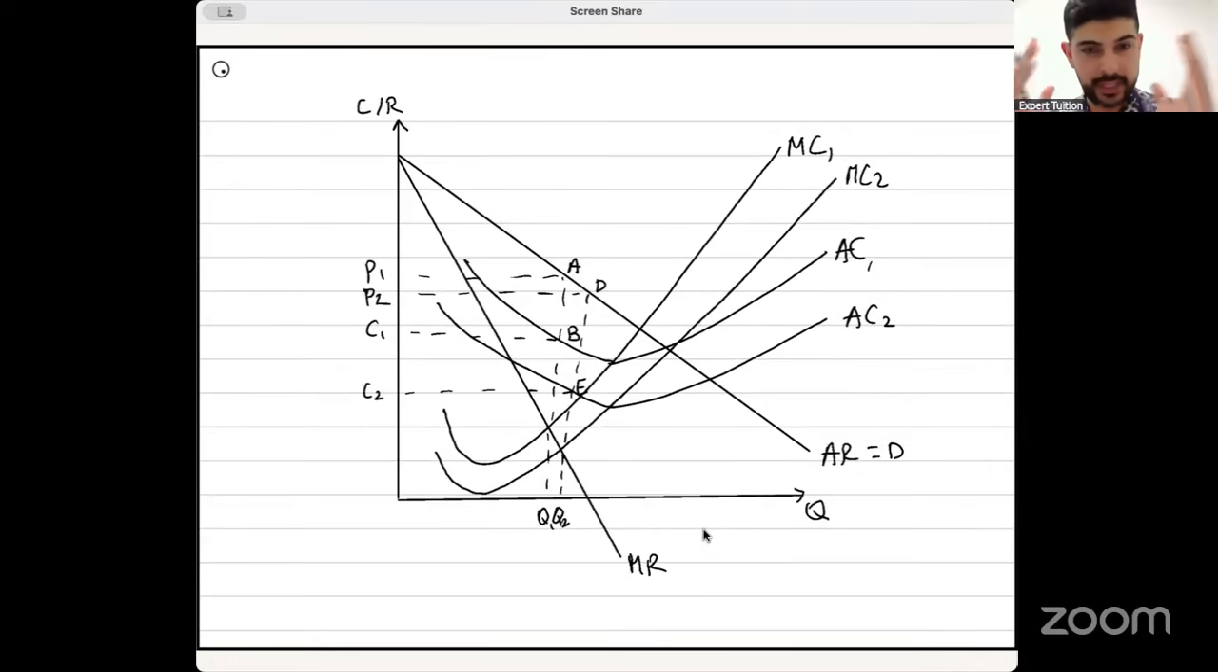The last thing, the easiest, most important thing to talk about is the fact that their profits are going up. Their profits are going to rise from P1 A, B, C1 to P2 D, E, C2, yeah? And then you could talk about the fact that they could invest the profits. And if they invest the profits, they could use that to innovate, and I'll give you an example of what they could invest the money into.